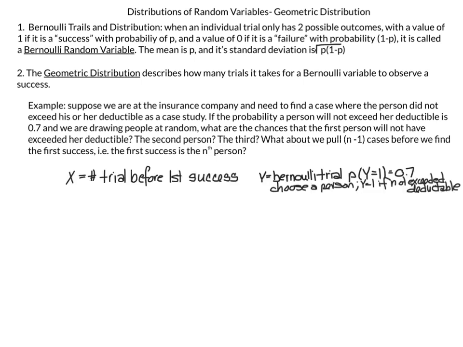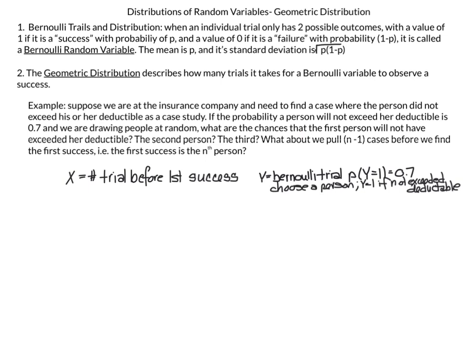In this case, we have two random variables. First is our random variable for our Bernoulli trial, our Bernoulli random variable. When we choose a person, we're going to say we're successful if they did not exceed their deductible. In other words, remember, successful we designate as 1. So choose a person, y equals 1 if not exceeded deductible. The probability that y equals 1 on any given trial is equal to 0.7. That's given to us right here.